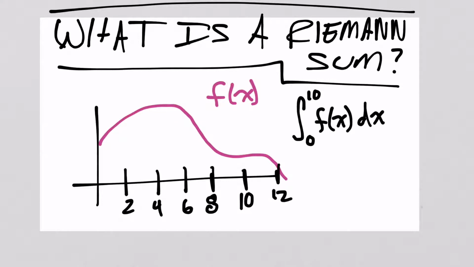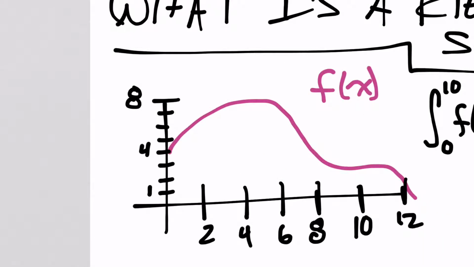Well, if we don't know an actual equation for the function f of x, we can approximate this definite integral using y values that we do know. So maybe we have some detail and we have some actual values right there. If I want to approximate this area, I can do so in a variety of ways. The common way is to use rectangles.